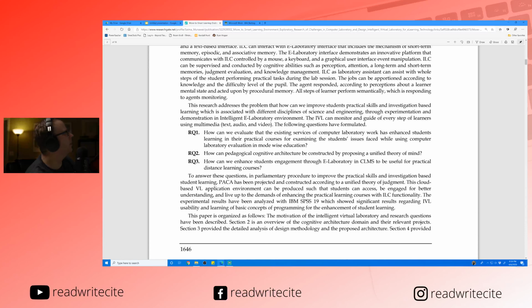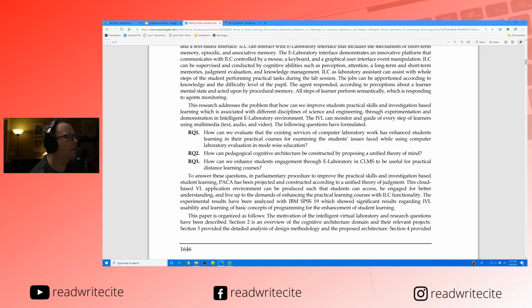Research question 1, which you see here as RQ1. How can we evaluate that the existing services of computer laboratory work has enhanced students' learning in their practical courses for examining the students' issues faced while using computer laboratory evaluation in mode-wise education? How can pedagogy, which is kind of like teaching strategies, like methods for teaching, cognitive architecture be constructed by proposing a unified theory of mind? How can we enhance student engagement? That's important. Through e-laboratory and CLMS.